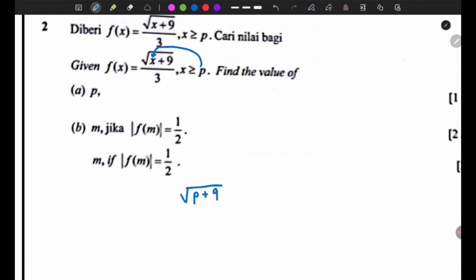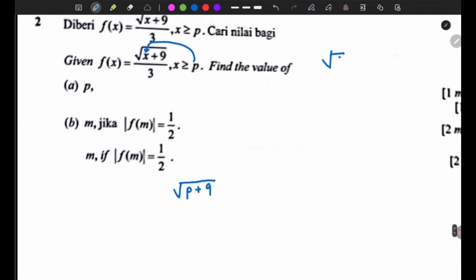So what should be the p value? It can be any number. Actually, it can be any number, but you have to know. Can I know if there's a square root of 0, what will be the answer? If you press your calculator, square root 0, it will be 0. Square root 1, it will be 1. Square root of negative 1, what will be the answer? Math error.